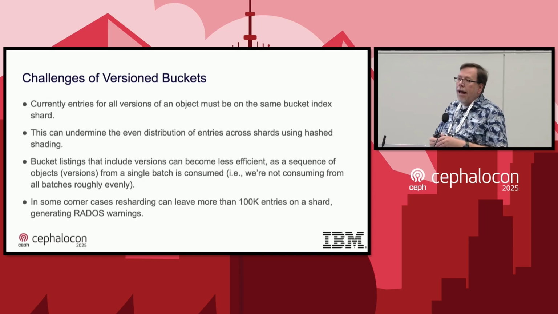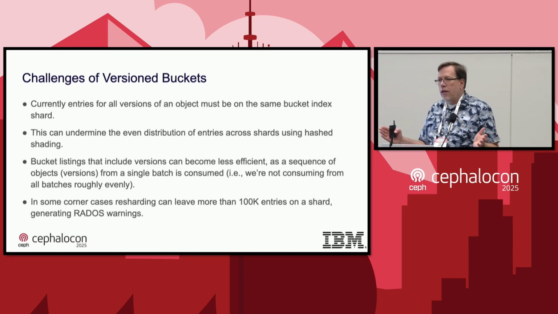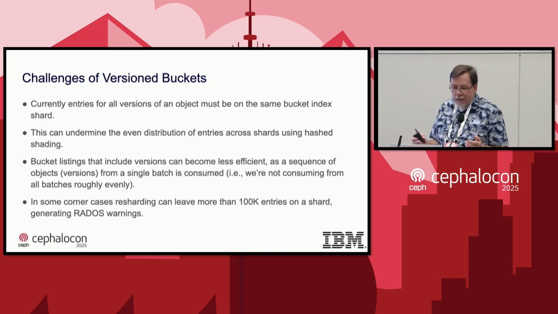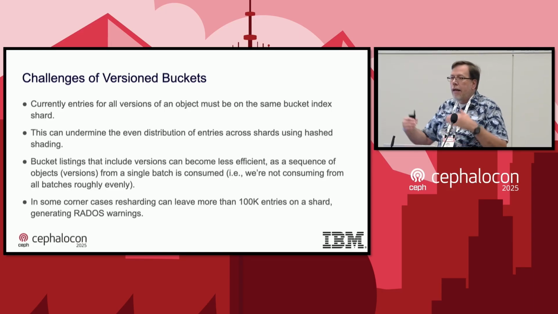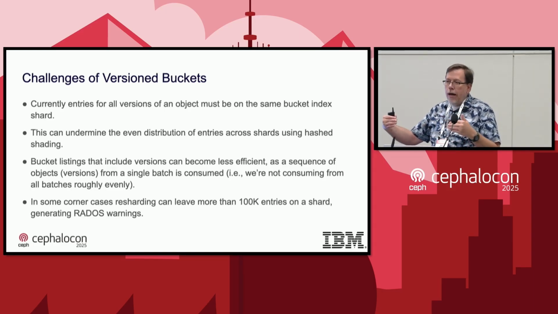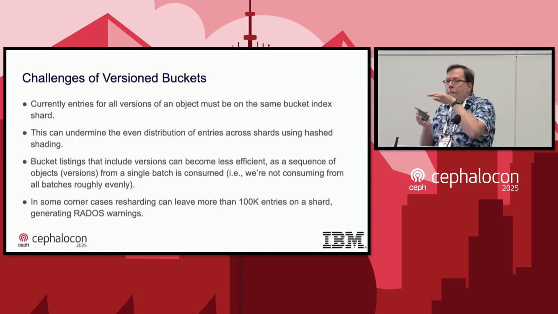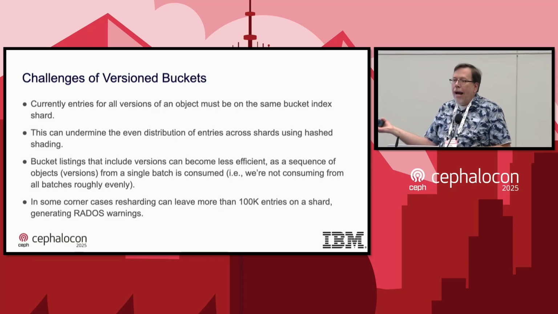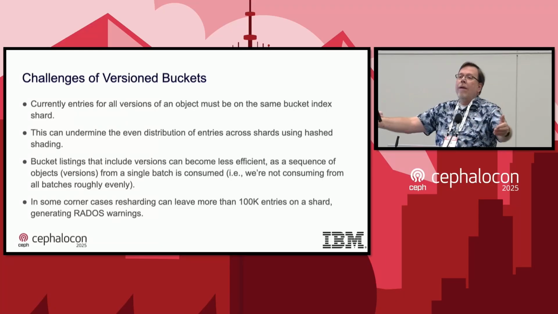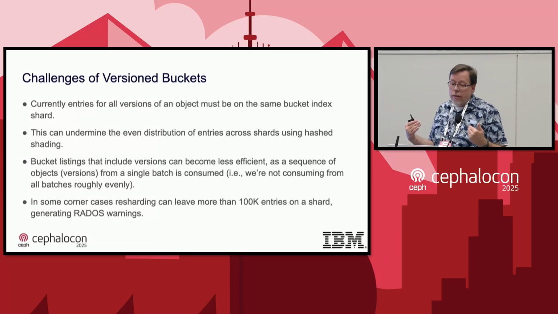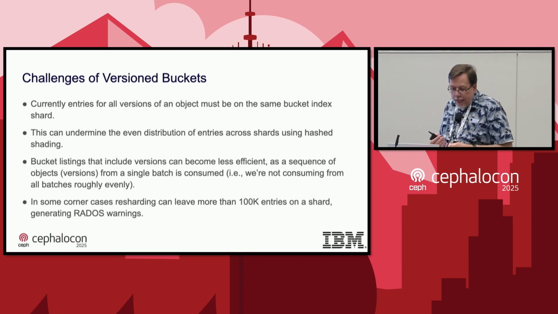Now this undermines that even distribution across shards that we want to have in the general case. And so bucket listings that include versions become less efficient because if you think about the hashing indexing scheme, we may not be reading across those batches evenly. We may have to go through a lot of the versions for one particular object and exhaust that batch quickly, and then go back and read more batches from all of the different shards. So that's kind of the downside here.